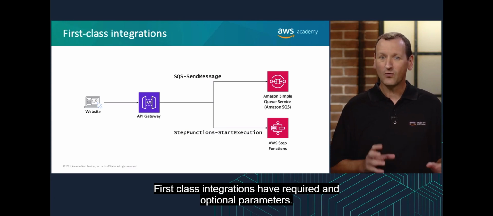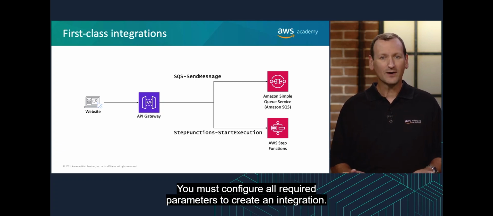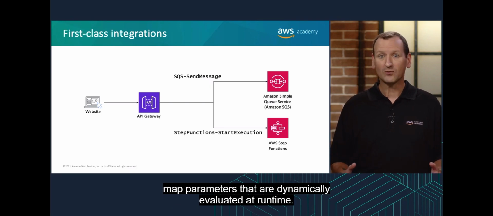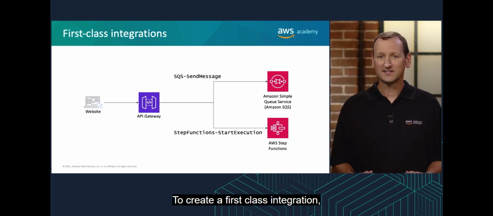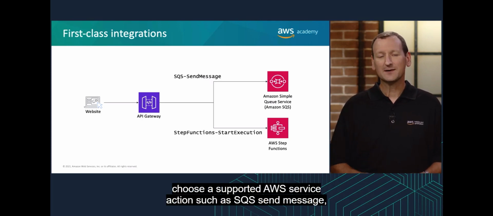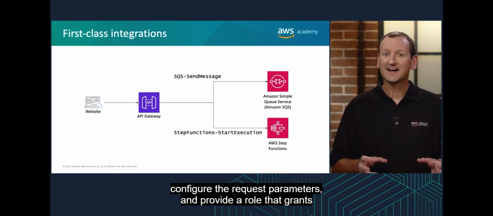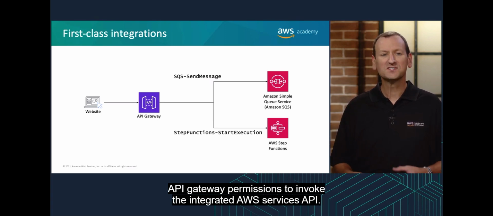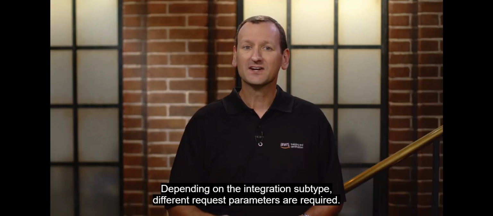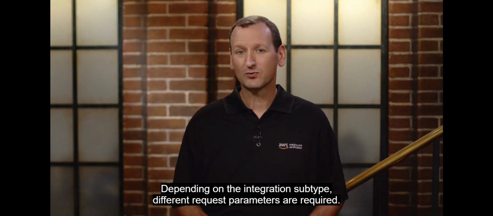First-class integrations have required and optional parameters. You must configure all required parameters to create an integration. You can use static values or map parameters that are dynamically evaluated at runtime. To create a first-class integration, choose a supported AWS service action, such as SQS SendMessage. Configure the request parameters, and provide a role that grants API Gateway permissions to invoke the integrated AWS service API. Depending on the integration subtype, different request parameters are required.